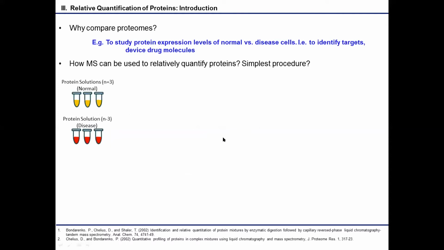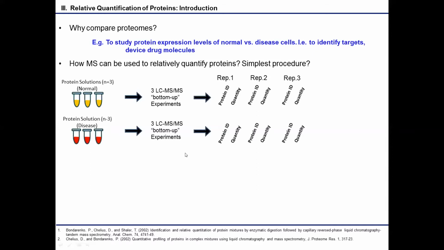So what we can do is simply take three solutions from a normal versus a disease, and we do basically three bottom-up experiments for each of these samples, and we obtain protein IDs as well as quantities, and then basically do the statistics for each of the proteins that are there to get the normal versus the disease and identify if there is a significant change.